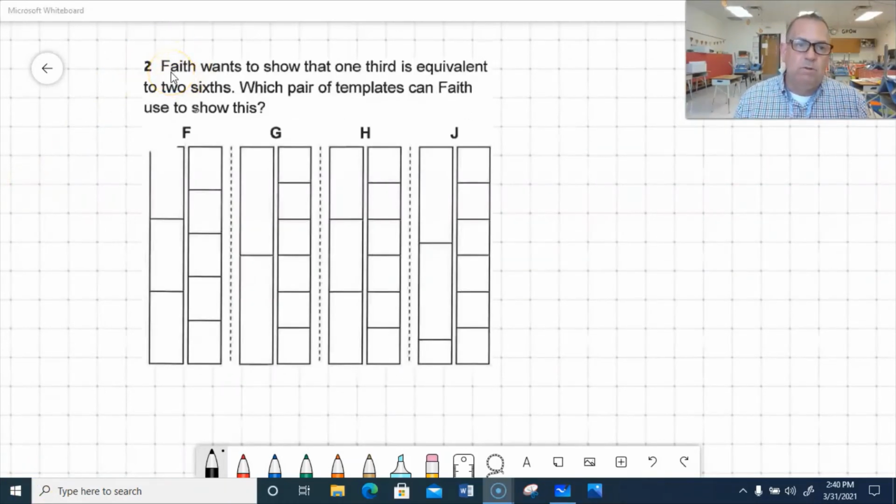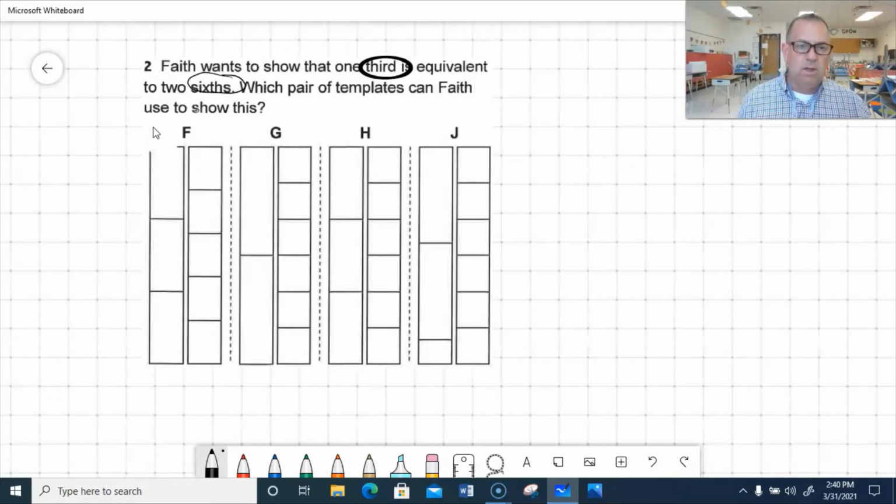Okay, let's go and look at question number 2. Follow along as I read. It says, Faith wants to show that 1/3 is equivalent to 2/6. Which pair of templates can Faith use to show this? So we have basically 4 different templates. Here, there's 2 under each answer choice. So we'll go through there and make a decision on which one is broken into 6 equal parts and 3 equal parts. So we want the template that's broken into 6 equal parts and 3 equal parts.